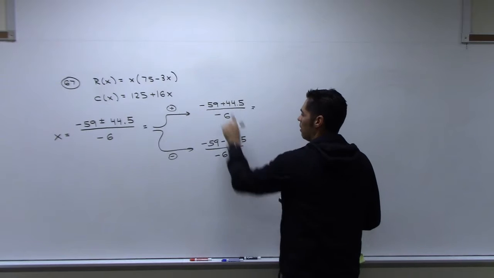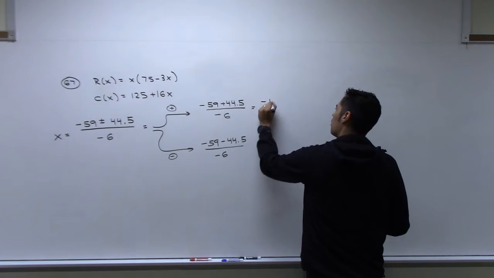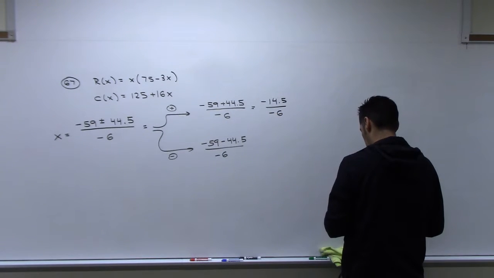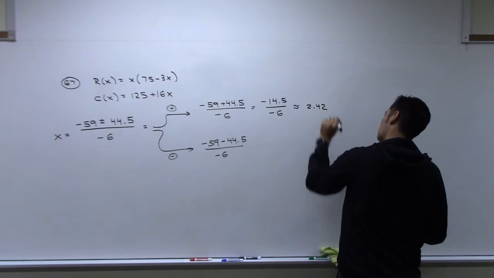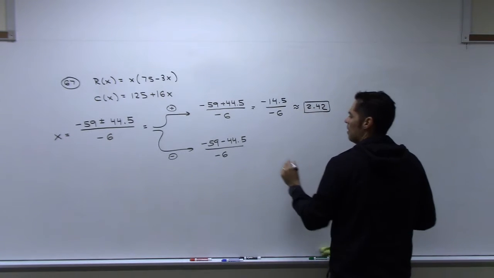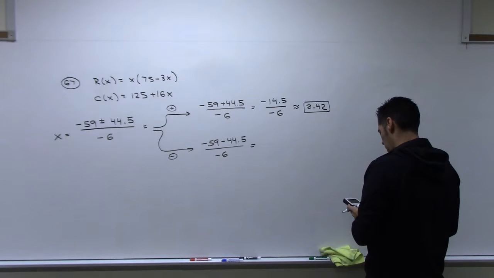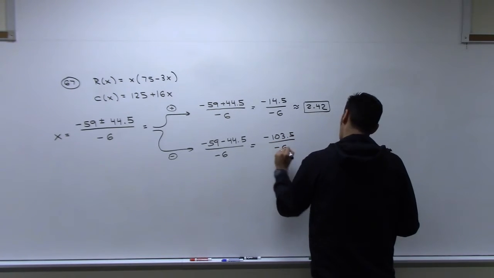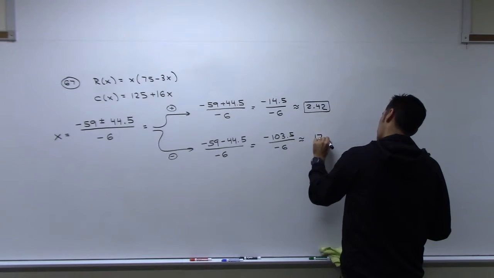So let's do this on our calculator. I'm going to do this on top first. So negative 59 plus 44.5 gives me about negative 14.5. Then divide that by negative 6. And I get approximately 2.42. And then on this one, this is negative 59 minus 44.5, which is negative 103.5. Then divide that by negative 6. And I get, well, it's exactly actually 17.25.